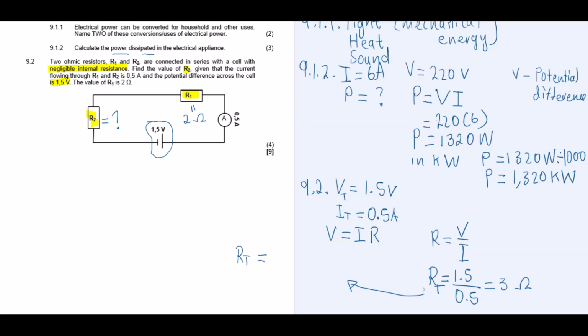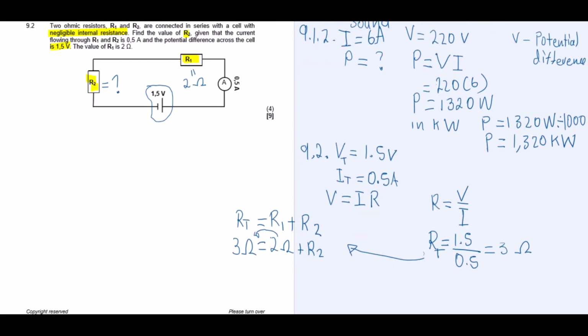Then from this 3 ohms, you will agree with me that the total resistance, when we add these resistors, R is R1 plus R2. These are the only resistors there. So the total resistance is 3 ohms. And R1, we do have it, it's 2 ohms. Then what is R2? We don't have it, we don't know. Then we can transpose this one and use this equation to solve for R2. So 3 ohms minus 2 ohms is equal to R2. So the value of R2 here will be 1 ohm. R2 will be 1 ohm, right?